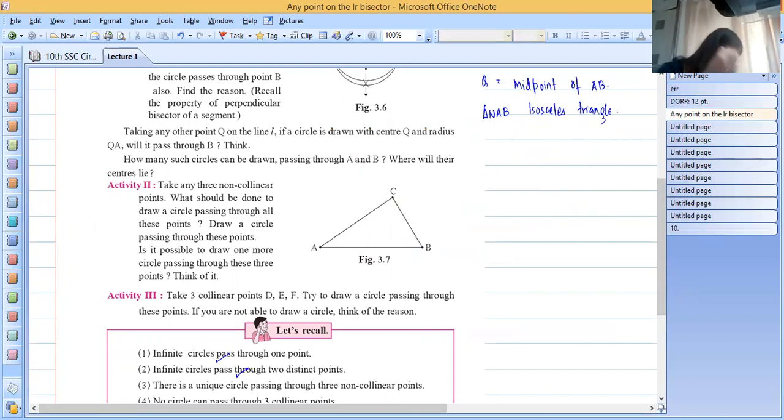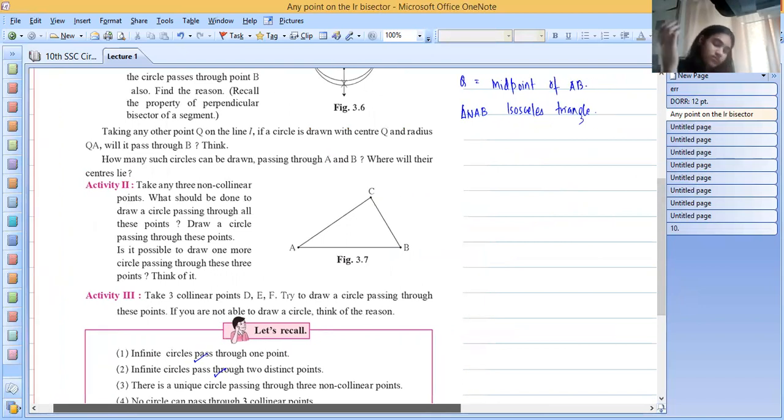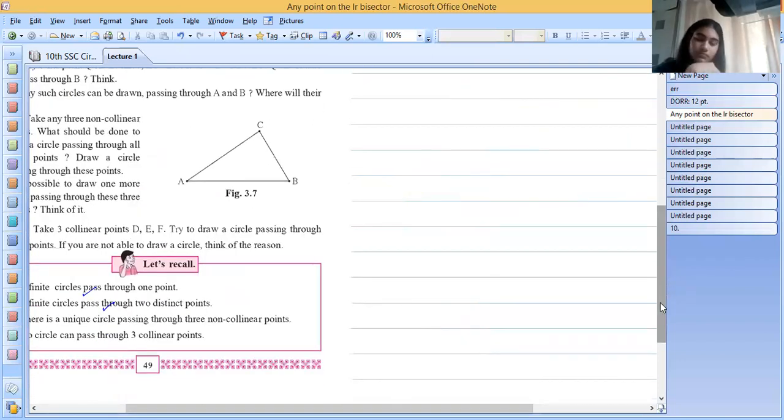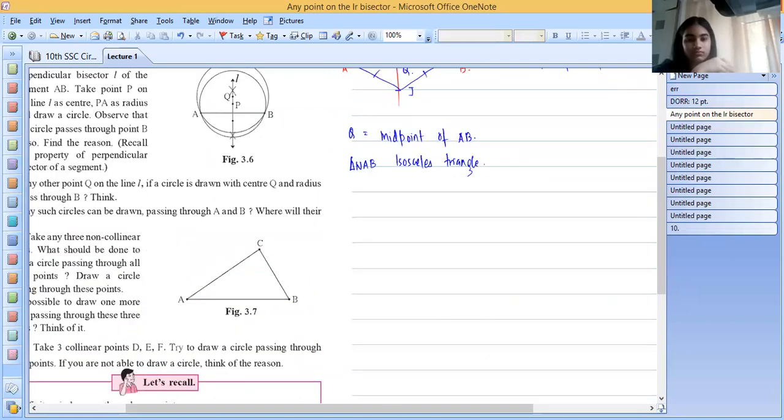Now let's look at three non-collinear points. To understand the number of circles which will pass through three non-collinear points, we have to first understand what is the basic requirement for drawing a circle.